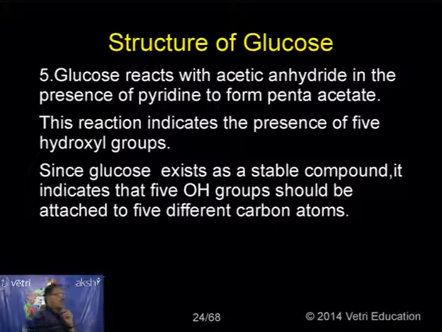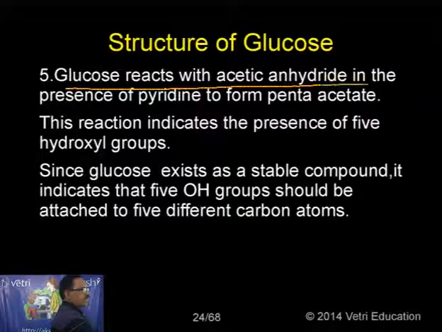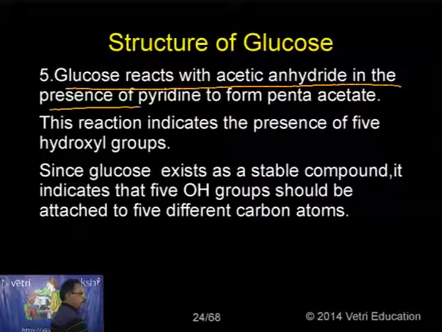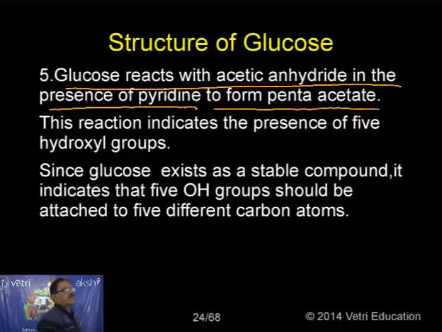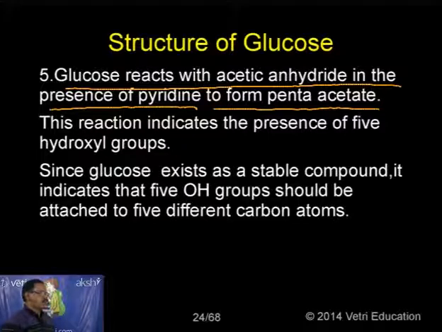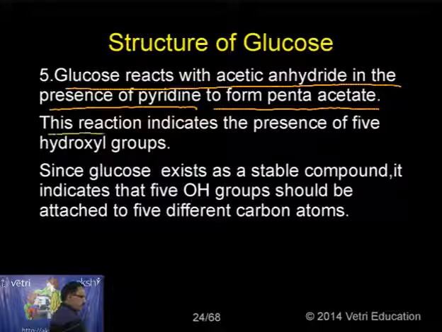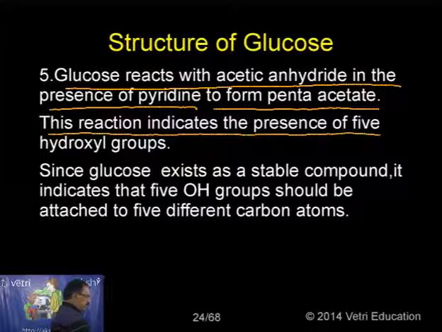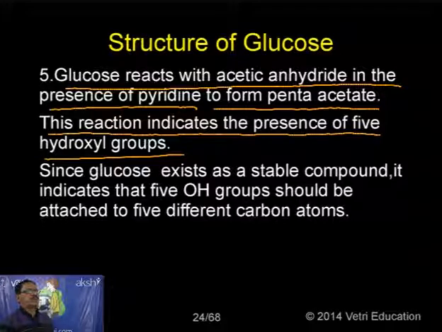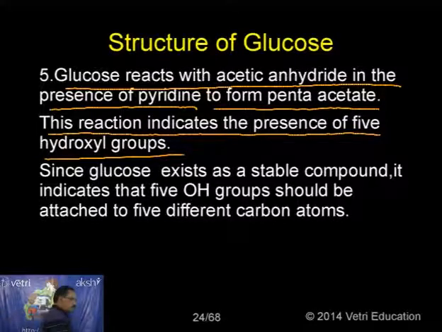Next one, step 5. Glucose reacts with acetic anhydride in the presence of pyridine to form pentaacetate. This pentaacetate can be determined from the molecular weight determination, so from the mass spectrum we can identify it. This reaction indicates the presence of 5 hydroxyl groups. So 1 OH group gives 1 acetate, 5 OH groups mean 5 acetates. So pentaacetate.